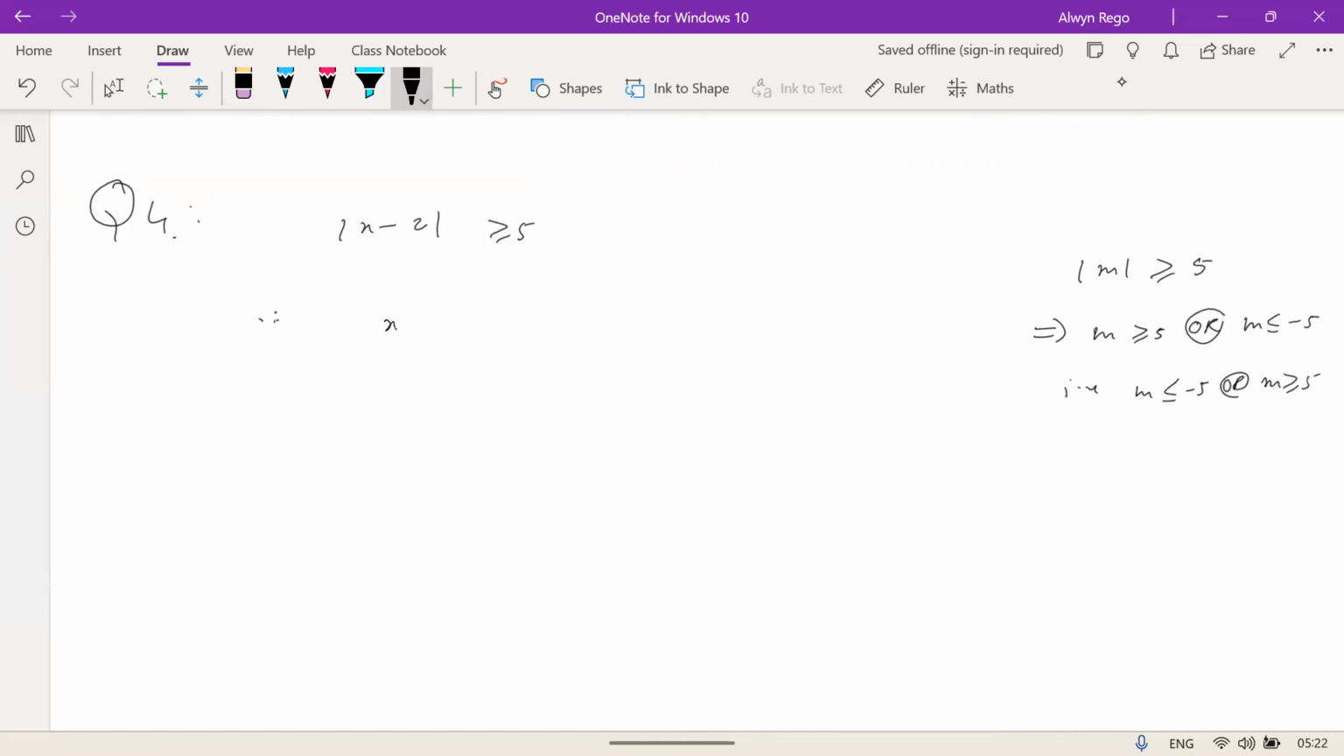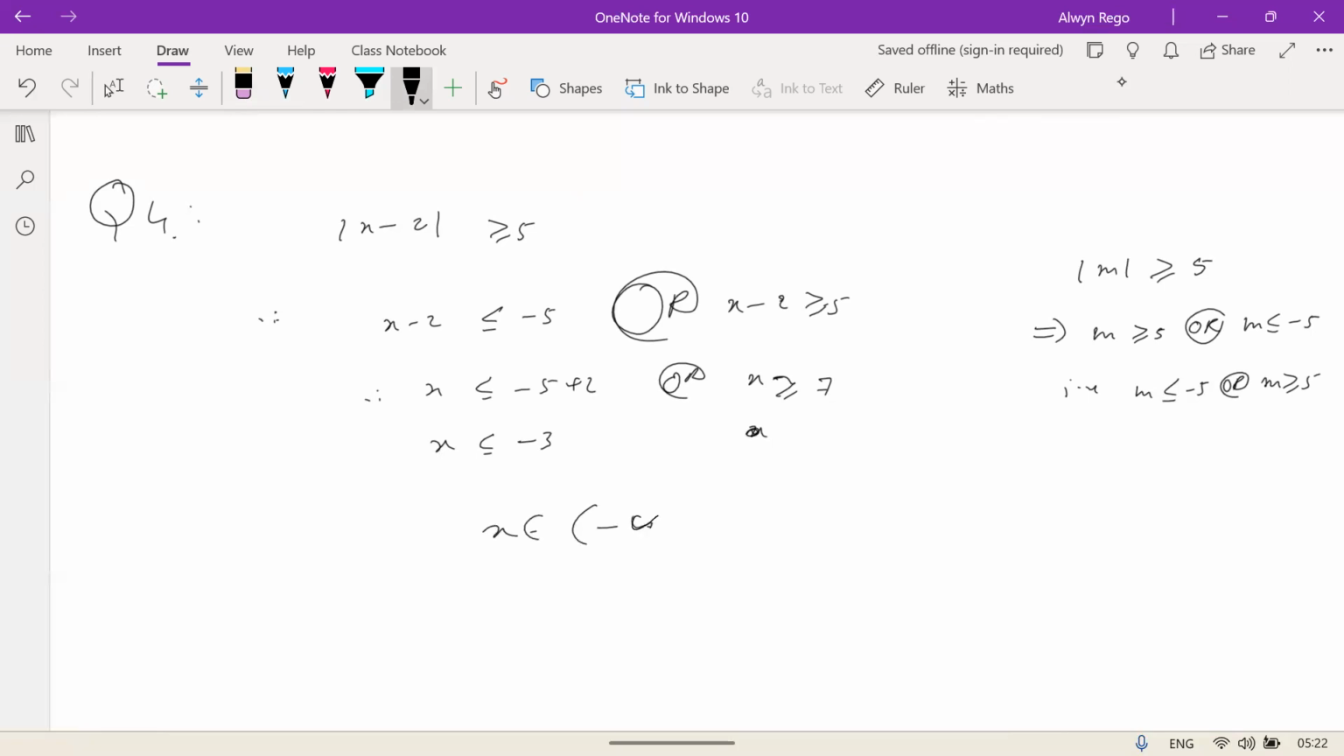Therefore, x minus 2 must be less than or equal to negative 5 or we have x minus 2 is more than or equal to 5. Therefore, we find that x is less than or equal to minus 5 plus 2. Therefore, x is less than or equal to negative 3, or we have that x is more than or equal to 7. Therefore, I can say that x belongs to either negative infinity to negative 3 union 7 to infinity.